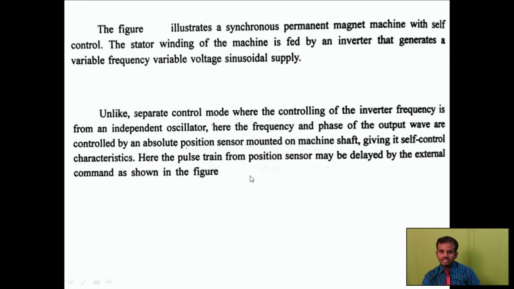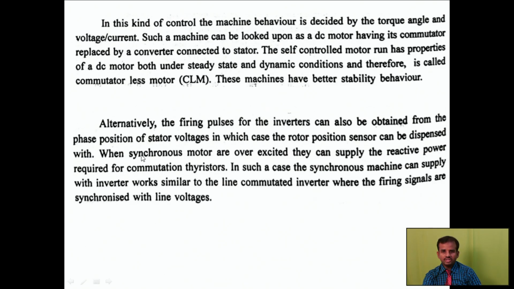Here the pulse train from the position sensor may be delayed by the external command. In this type of control, the machine behavior is decided by the torque angle and the voltage and current. Such a machine can be looked upon as a DC motor whose commutator is replaced by a converter. In the previous circuit it has a commutator, but now it is replaced by a converter connected to the stator. So the self-controlled motor has the properties of a DC motor under both steady state and dynamic conditions. Therefore it is called a commutatorless motor.